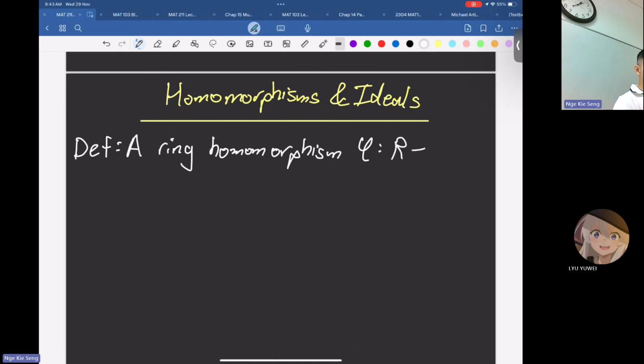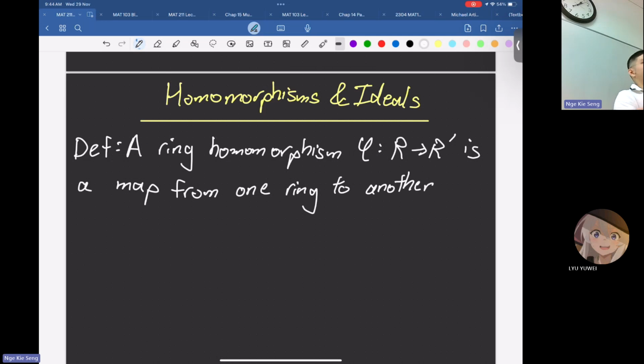What kind of map are we interested in? It's not just a random map. This map has to respect the ring structure. Last time with group structure, there was only one operation we needed to take care of. Now we have two operations to take care of. So how do we respect this structure? The map has to be compatible with the laws.